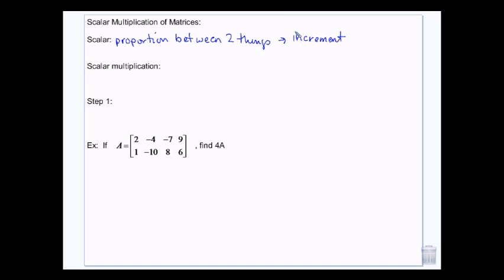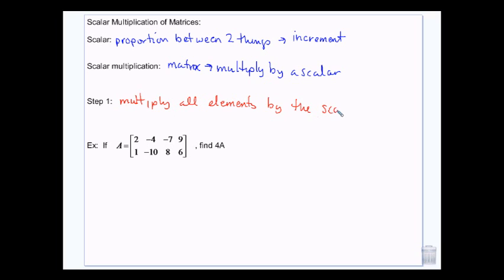Okay, scalar multiplication is when you take a matrix and you multiply it by a scalar. So step 1 is multiply everything. Scalar multiplication is pretty straightforward.